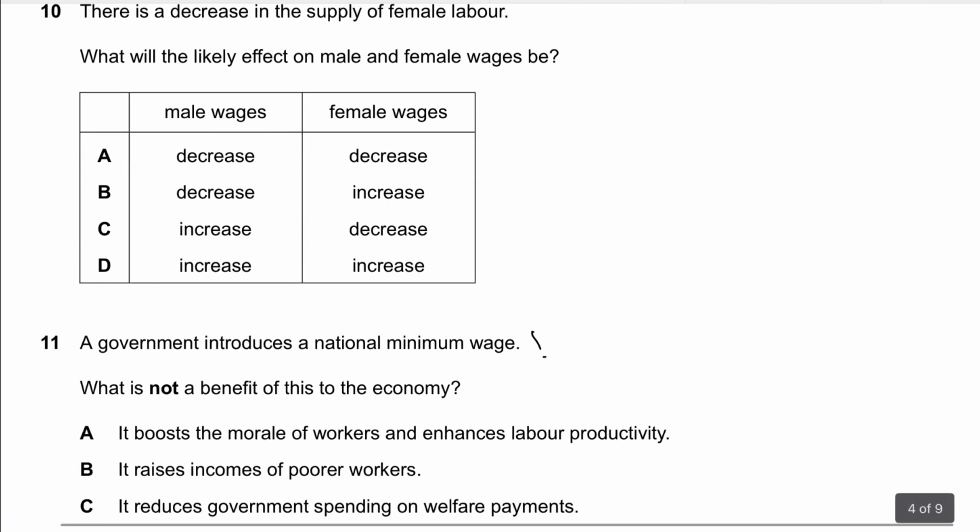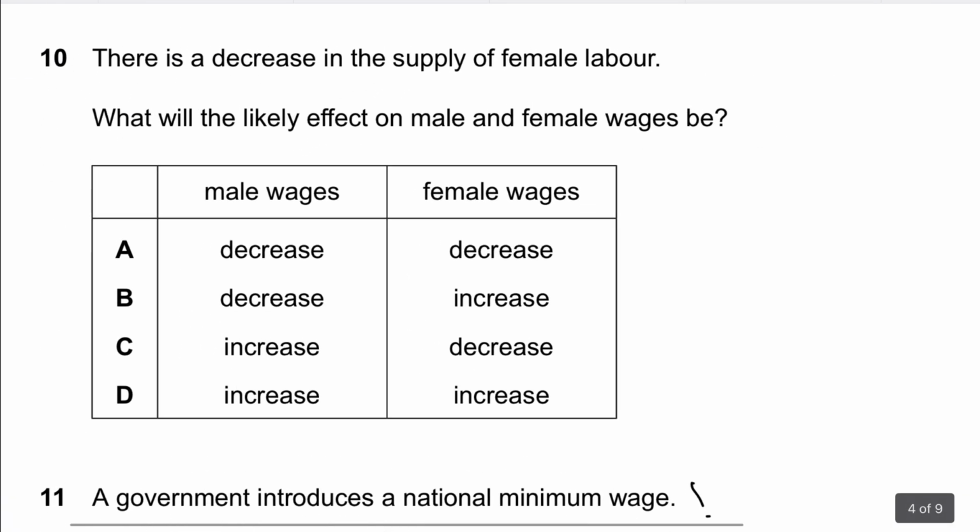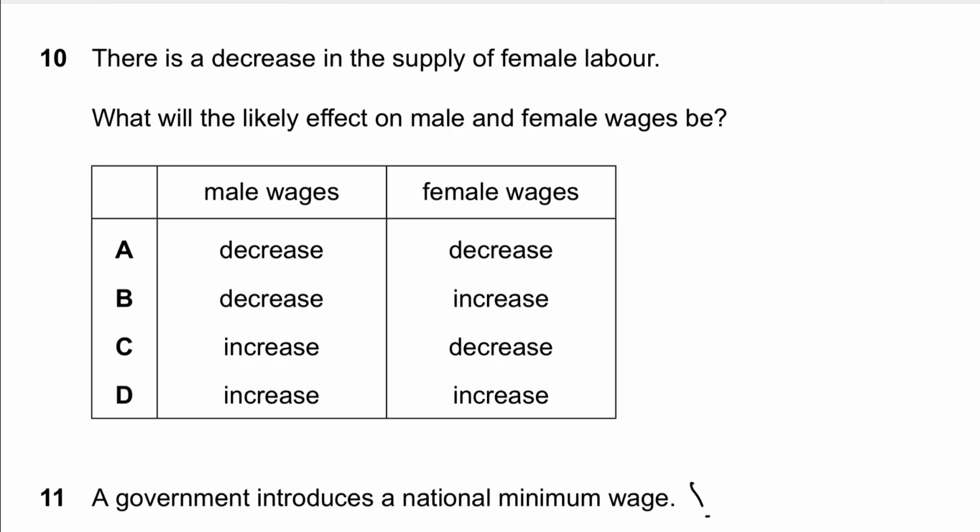Question number 10 says there is a decrease in the supply of female labor. What will be the likely effect on male and female wages? Now, a decrease in the supply of female labor would mean that when supply goes down, the wages will go up for female labor, right? Because fewer female workers are available.